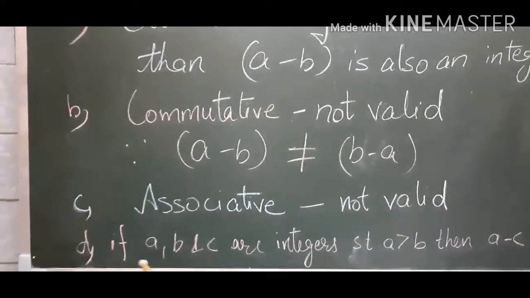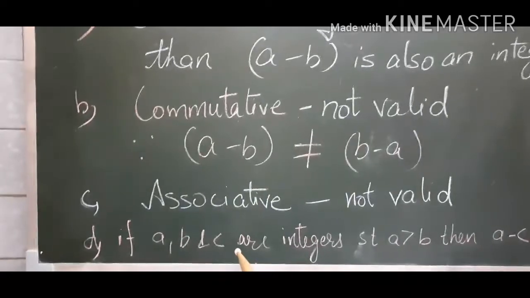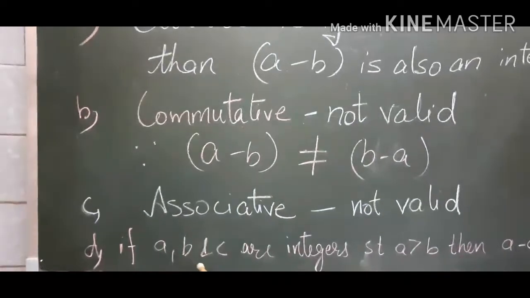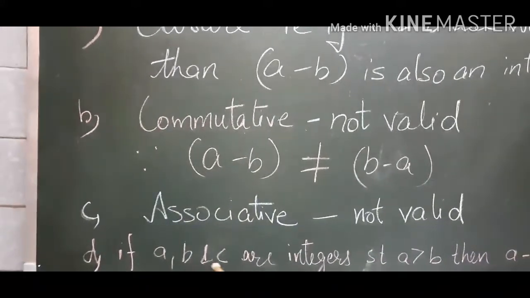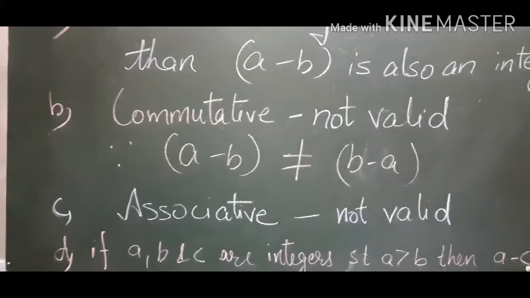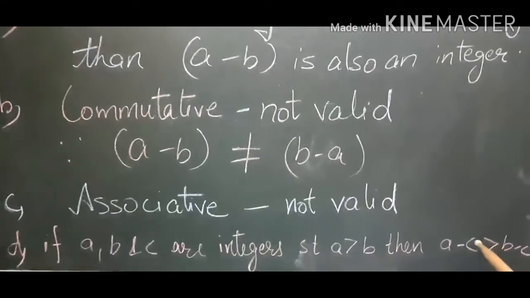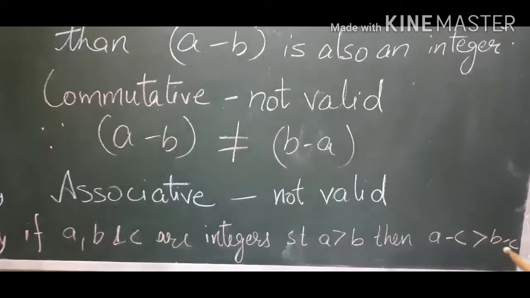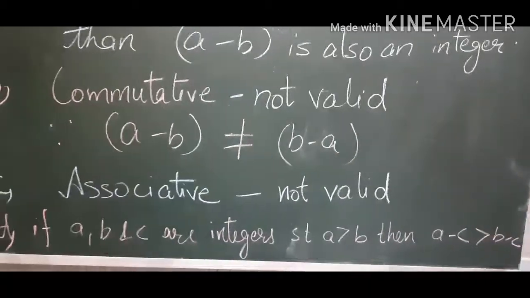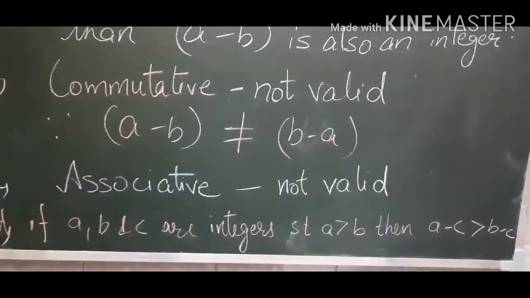Now the last property is, if I consider three integers a, b, c, and a is greater than b, then if you subtract c, which is common to both, then a minus c will remain greater than b minus c. Let us understand this by using an example.